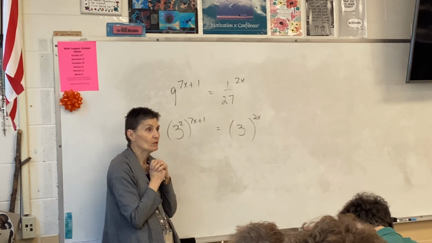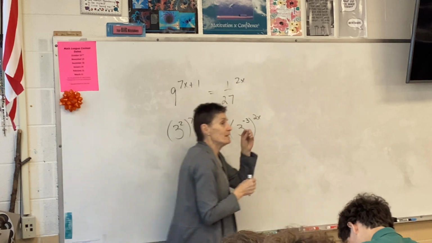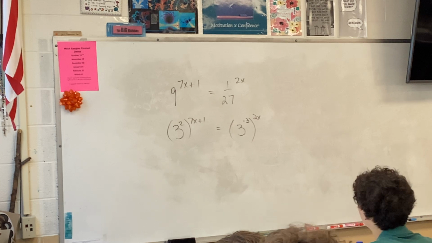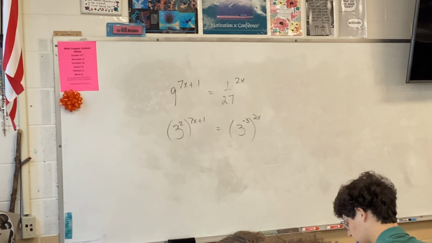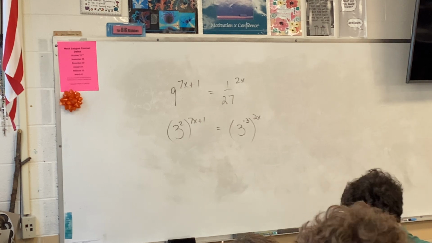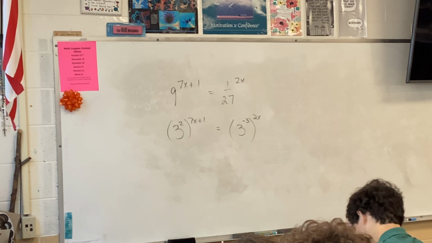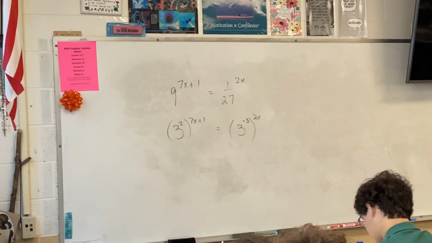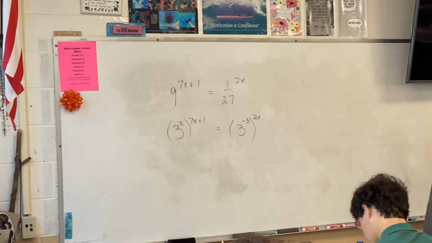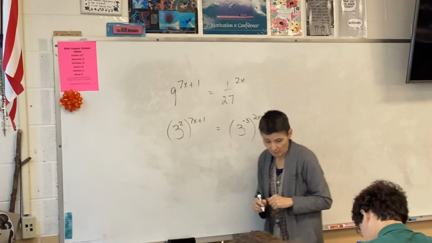Negative 3. Very good, Landon. Negative 3. Why is it negative 3? Because anytime you have 1 over, you need a negative exponent. That's what negative exponents do. Last period, we were putting in fractional exponents. What do fractional exponents do? Roots, right? I don't want any roots in this problem. I want a 3 to a power. So negative 3 is my exponent. All right, go ahead and solve that. What do we come up with?